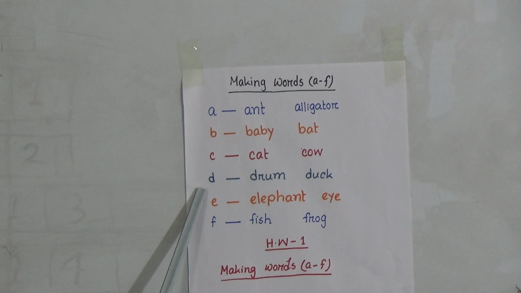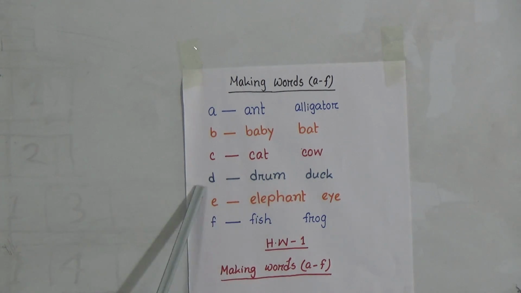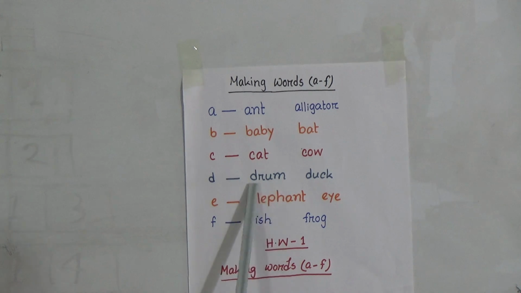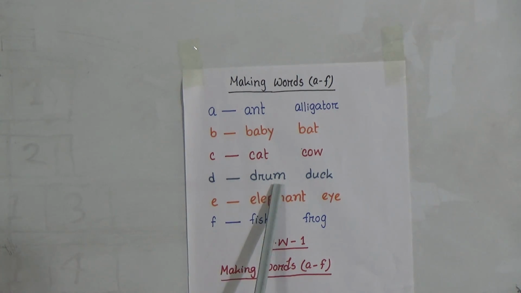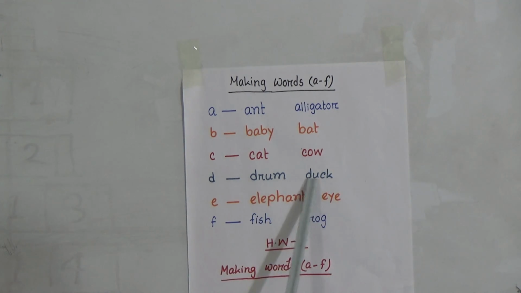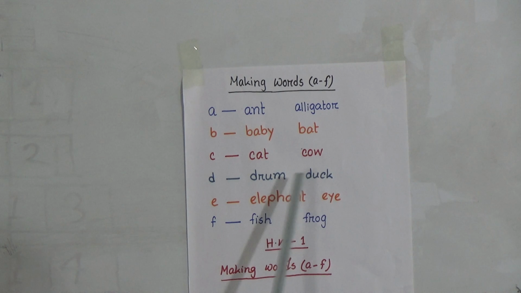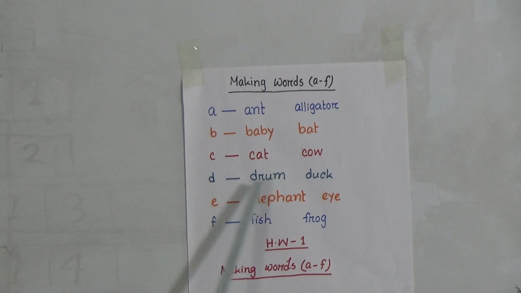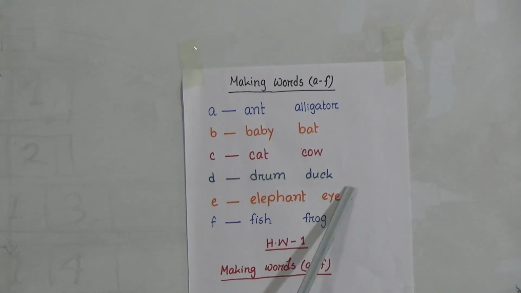Now the next one is D. And the 2 words here, drum, duck. D-R-U-M, drum. And the next one is duck. D-U-C-K, duck. So D is for drum, duck.